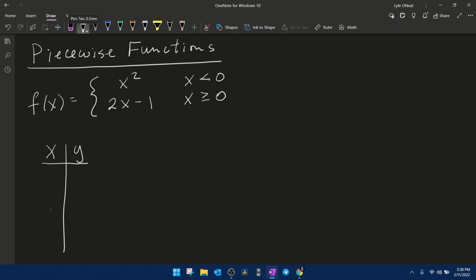So since 0 is our transition point, we are going to have to use 0 twice and plug it into each piece of the piecewise function to determine those 2 points.